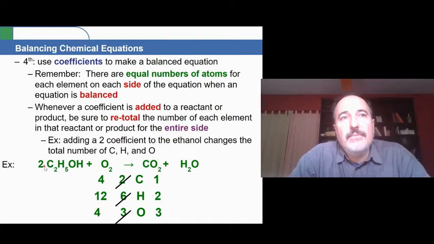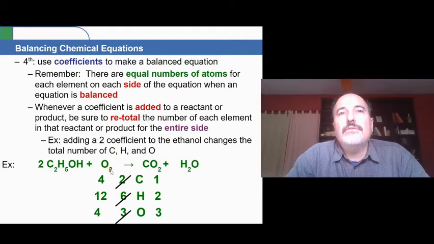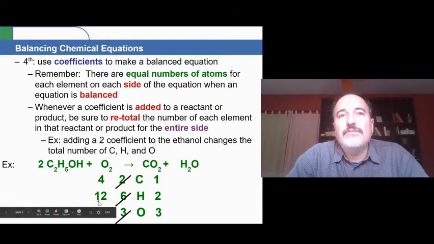See, for carbon, I would go 2 times 2, and that gives me 4. For hydrogens, since there's 6 here, 2 times 6 gives me 12. And then for oxygens, watch what I do for oxygens. 2 times 1 is 2, plus these 2 over here, which gives me 4.